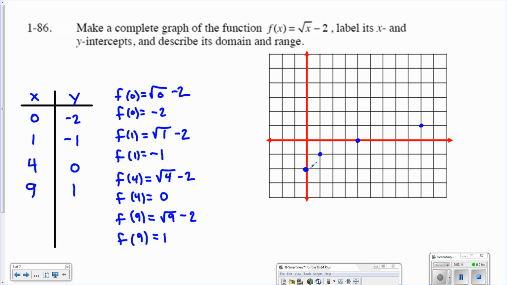So what your graph should end up looking like, I'm going to try to draw it as smoothly as I can. Should look something like that. Now our y-intercept here is the point 0, negative 2. Our x-intercept is the point 4, 0.